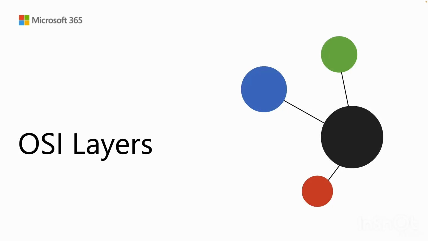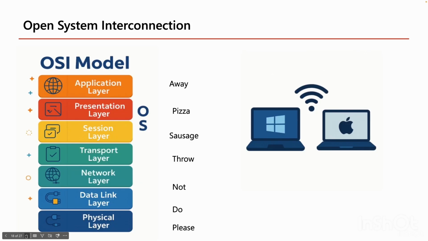OSI layer or Open System Interconnection layer. So the problem statement is that when two systems which are completely independent want to communicate with each other, a Windows system cannot communicate with a Mac system until they follow a common set of protocols.